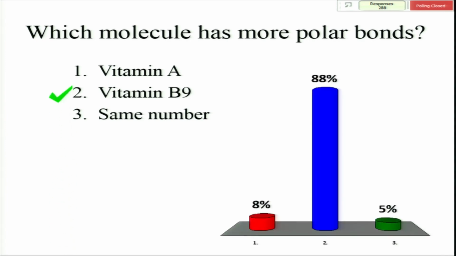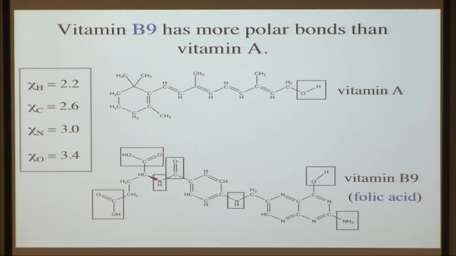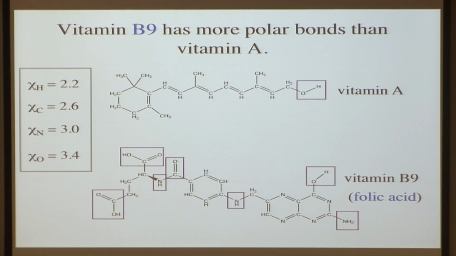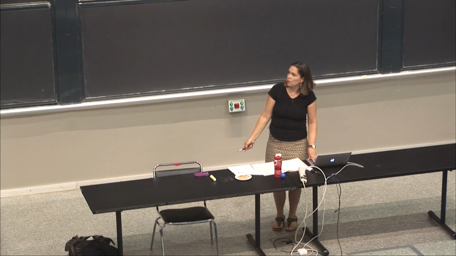All right, so now the answer is the folic acid, and I'll just highlight. You might not have found all of these polar bonds, but you should have at least seen that this one really didn't have many. Vitamin A only has one. So we have polar bonds down here between carbon and oxygen. Over here, carbon and oxygen, nitrogen, hydrogen, carbon, oxygen again, nitrogen with hydrogen, oxygen with hydrogen, nitrogen with hydrogen over here. So folic acid is quite polar.